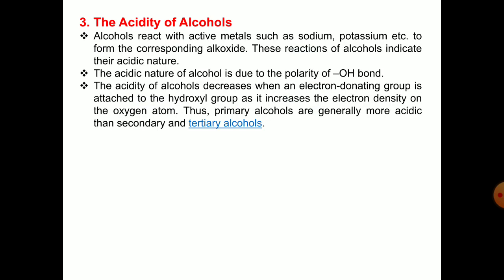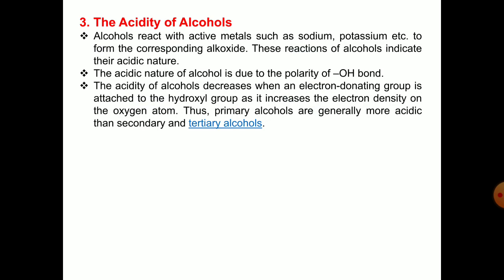Alcohols react with active metals such as sodium, potassium, etc. to form the corresponding alkoxide. These reactions of alcohol indicate their acidic nature. The acidic nature of alcohol is due to the polarity of the O-H bond. The acidity of alcohols decreases when an electron donating group is attached to the alkyl group, as it increases the electron density on the oxygen atom.